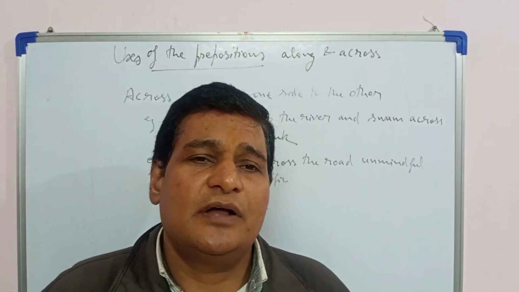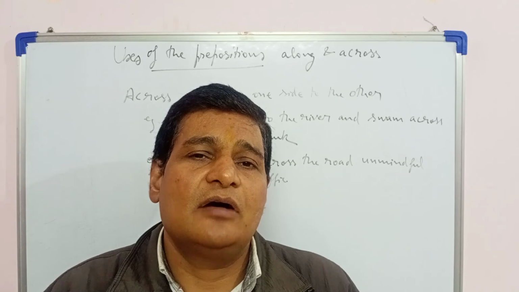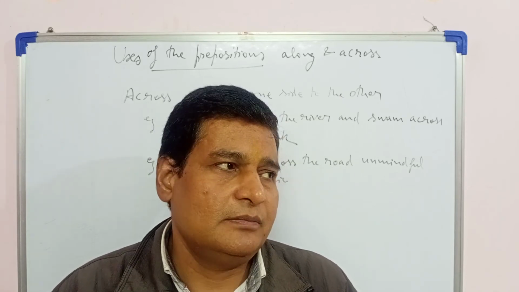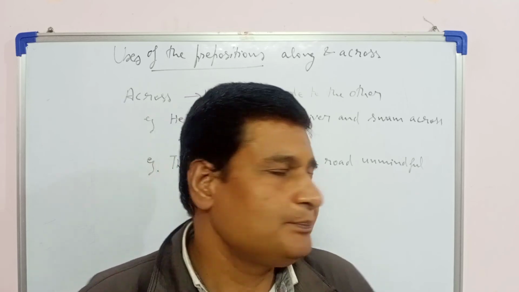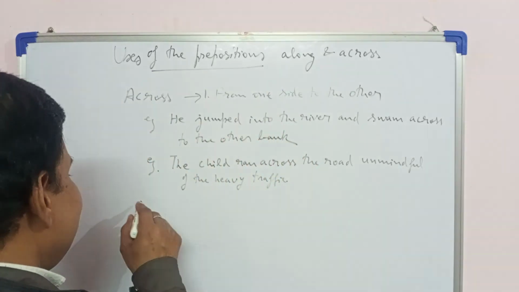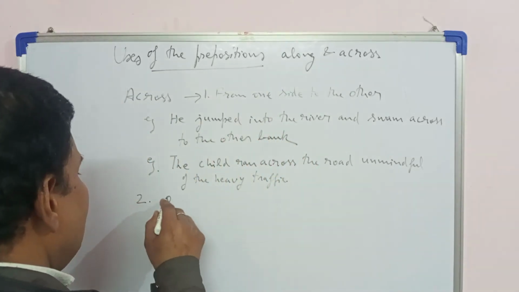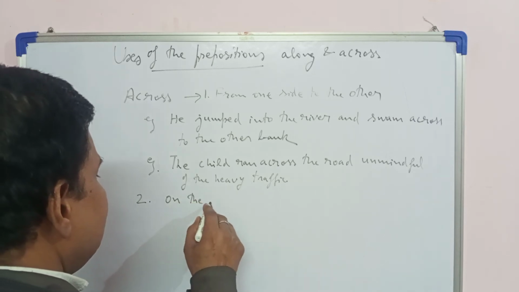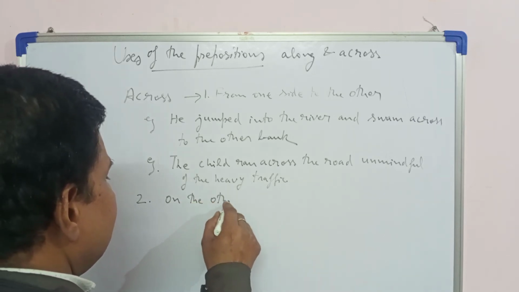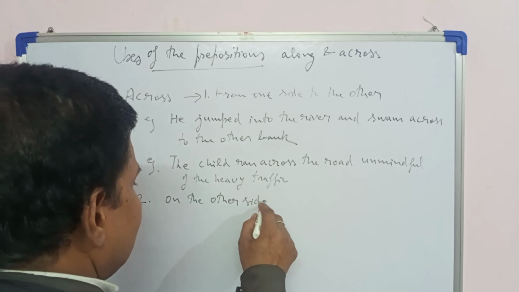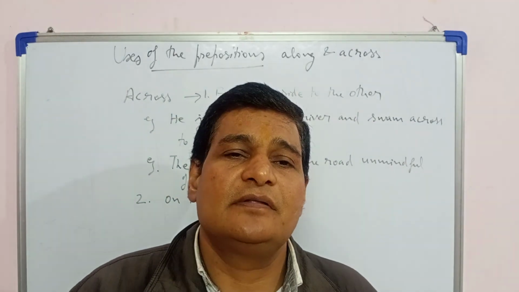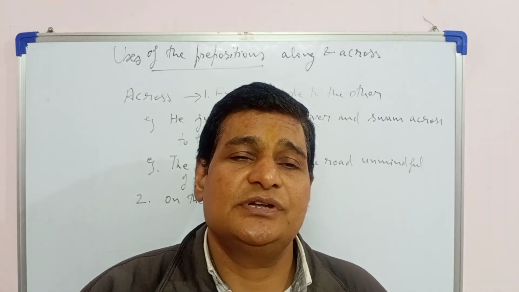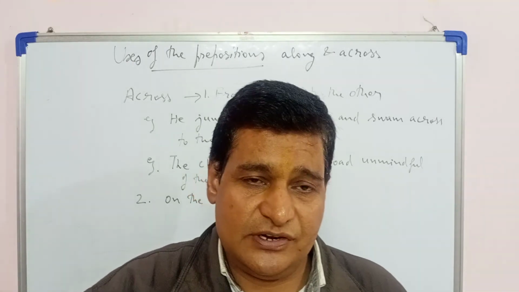Another use of across is that it gives us the idea of location. Location means something is on the other side. So let's see. On the other side. What is the meaning? On the other side. Ram's house is just across the road. Ram's house is just across the railway station.